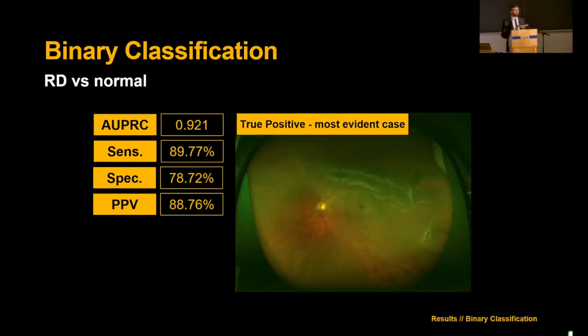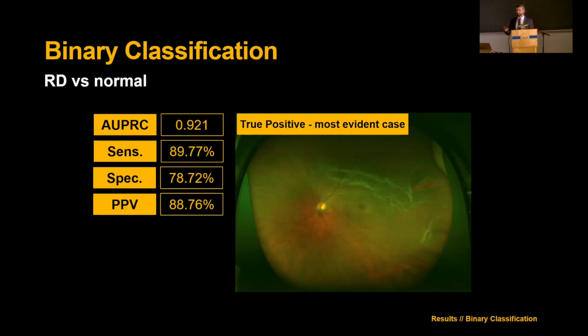The case of retinal detachment was similar. Our model did very well. It had slightly lower performance, but it had high sensitivity, specificity, and positive predictive value, approaching 90%, which meant that 9 out of 10 times when it made a retinal detachment diagnosis, it was right.